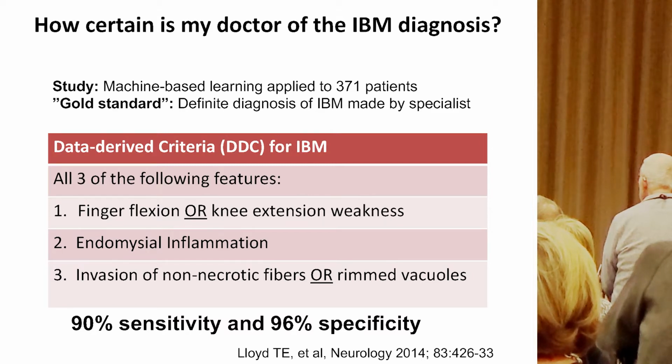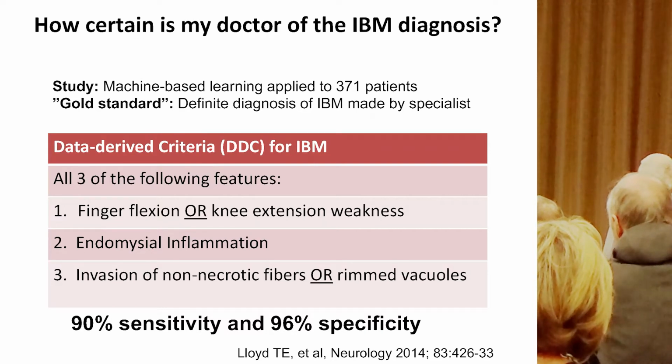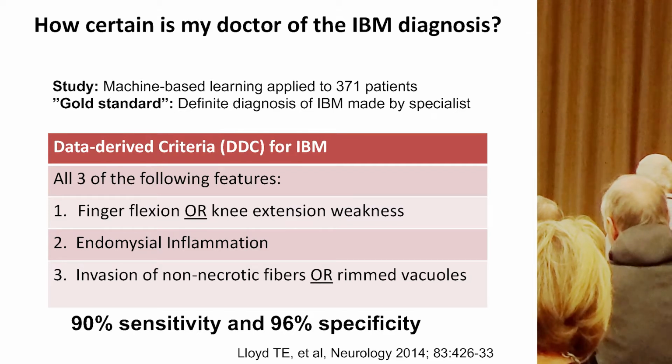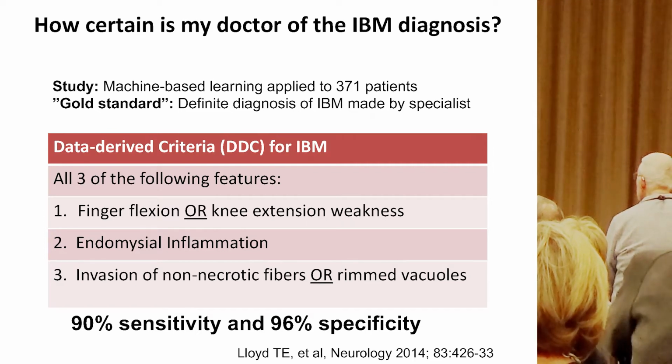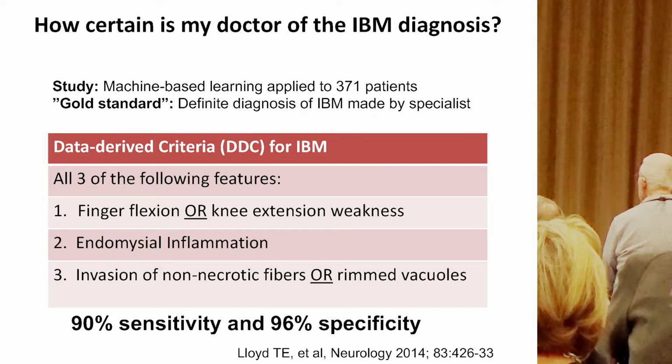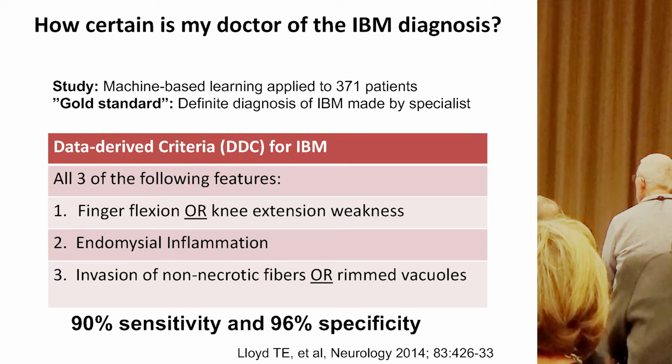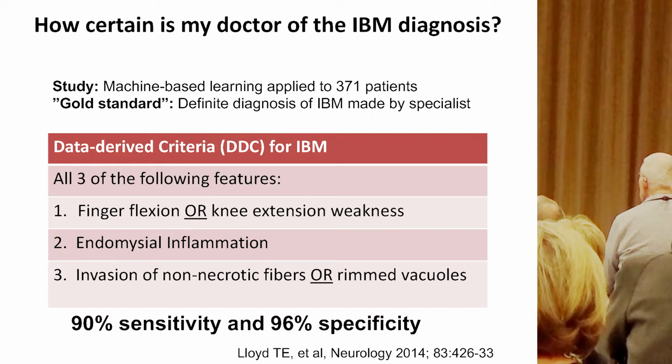And those are, as I mentioned before, on exam having either finger flexor or knee extension weakness, number one. Number two, a presence of inflammatory cells in the muscle is really all that's meant by endomysial inflammation, so inflammatory cells in the muscle. And number three, actually seeing evidence of the inflammatory cells invading and attacking the muscle, or if we see what are called rim vacuoles. And rim vacuoles are sort of a consequence of the inclusions. Okay? So as you can see from this, as I mentioned earlier, really it's the combination of the exam and the muscle biopsy that leads to a diagnosis.